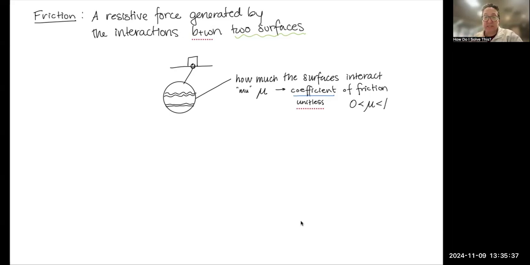So the first thing that tells us how much friction we're going to have is the coefficient of friction, which is a unitless number, mu. The second thing that tells us how large our force of friction is how hard the two surfaces are being pushed together.